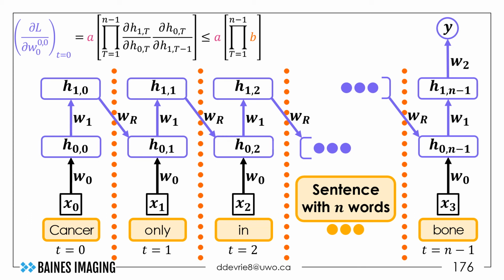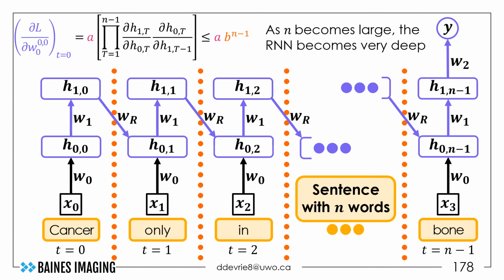If we're multiplying the same value over and over again, there's a simpler way to write that, which is basically B to the power of some exponent. So in this case, it's B to the power of n minus 1, where again, n is the number of words that we have in our sentence. So here we have a very compact way of saying this is the value of the derivative. The value of the derivative will never be greater than this.